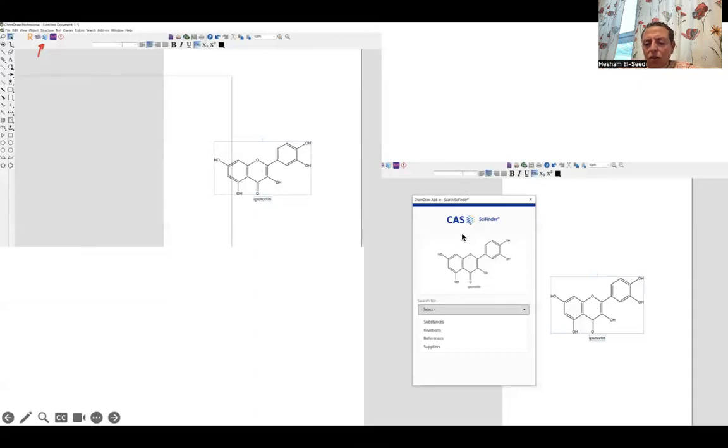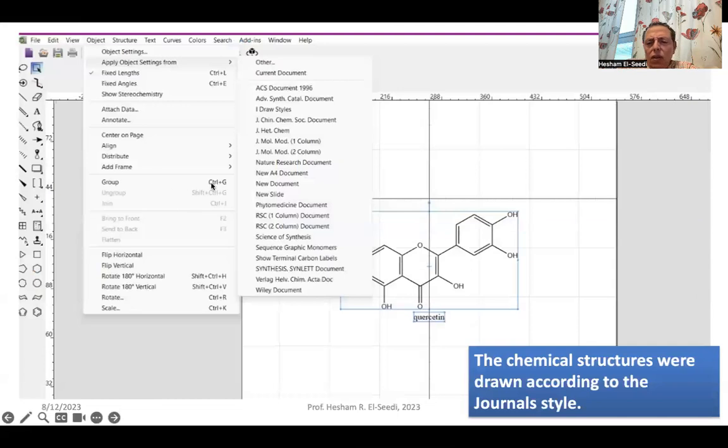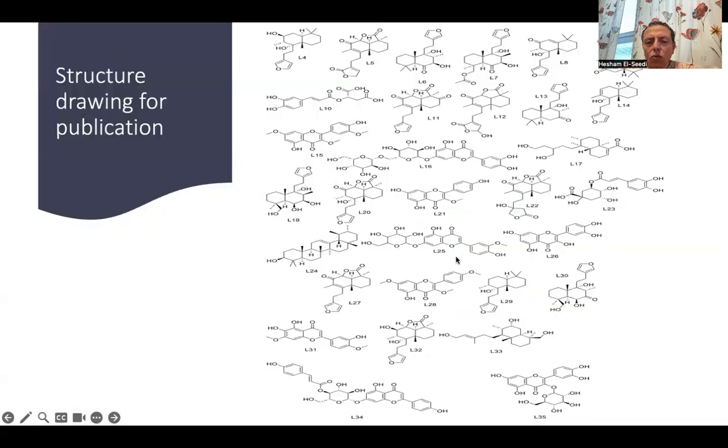When you have the structure, you can choose even the journal. So you see a lot of facilities and a lot of valuable parameters you can use directly, so when you submit your paper, it is really in the proper way. So you choose the journal style and you mark all your compounds, then you can get it like this, for example. You see, all have the same format.